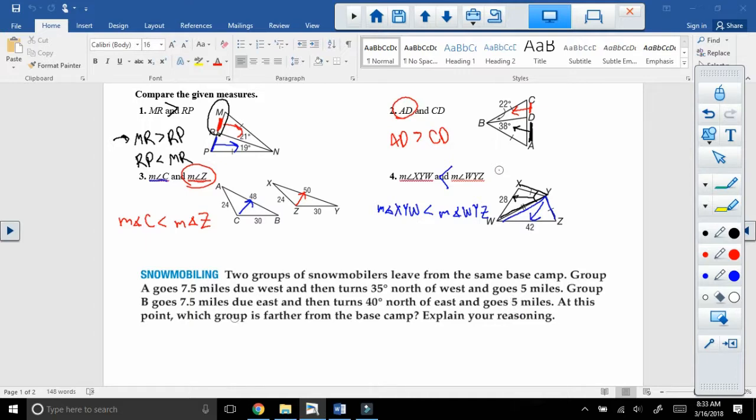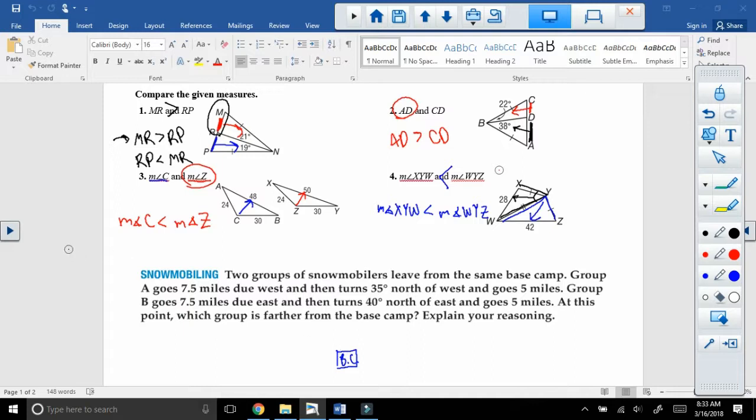Okay? For this next example here, it would be very, very helpful for you to draw out a picture. I think this would be very difficult to do without. It's talking about two groups of snowboarders leave the same base camp. So I'm going to draw a little picture here. This is the base camp. It says group A goes 7.5 miles due west.